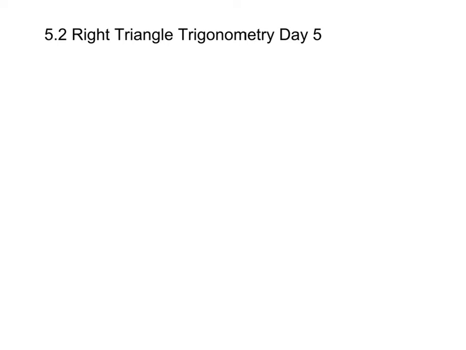Welcome back. This is our last section of 5.2, right triangle trigonometry. In this section, we're basically doing applications of right triangle trigonometry. They're similar to word problems where you are using sine, cosine, or tangent, or any of the inverses or reciprocals to help you find a missing side or a missing angle, but now they are real world problems.